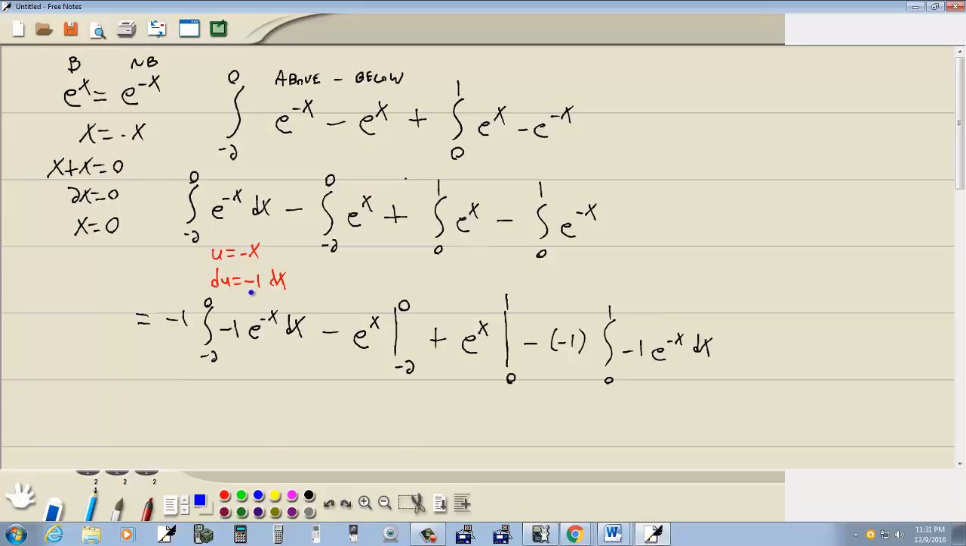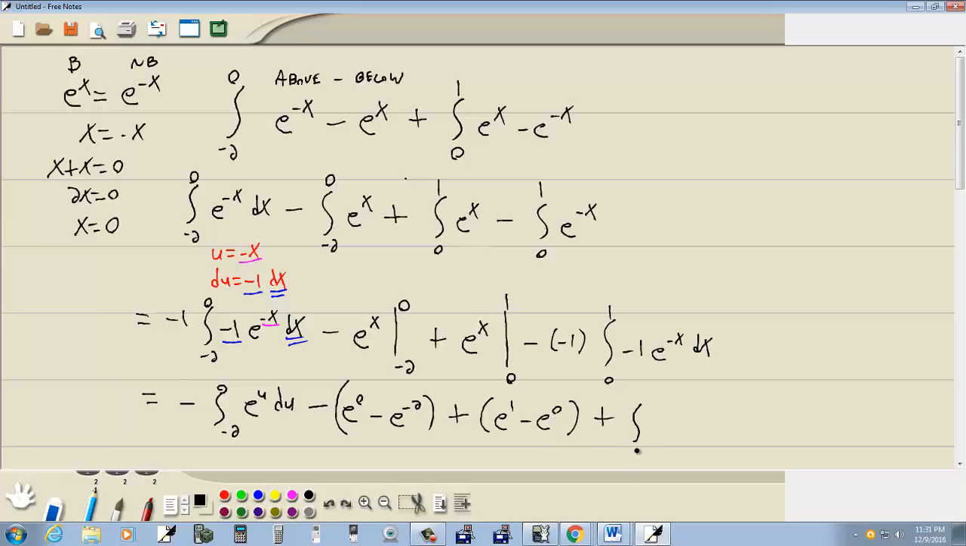Now our u substitution. Negative 1, negative 1, dx, dx, and the negative x here matches the negative x here. So this becomes negative the integral from negative 2 to 0, e to the u du, minus, and I'll plug 0 in, so we got e to the 0. I'm going to put up parentheses here. This minus has to affect all of this. Minus e to the negative 2, plus, and I'll plug in 1 here, so I got e to the 1 minus e to the 0. Negative negative becomes positive, and this becomes 0 to 1 e to the u du.